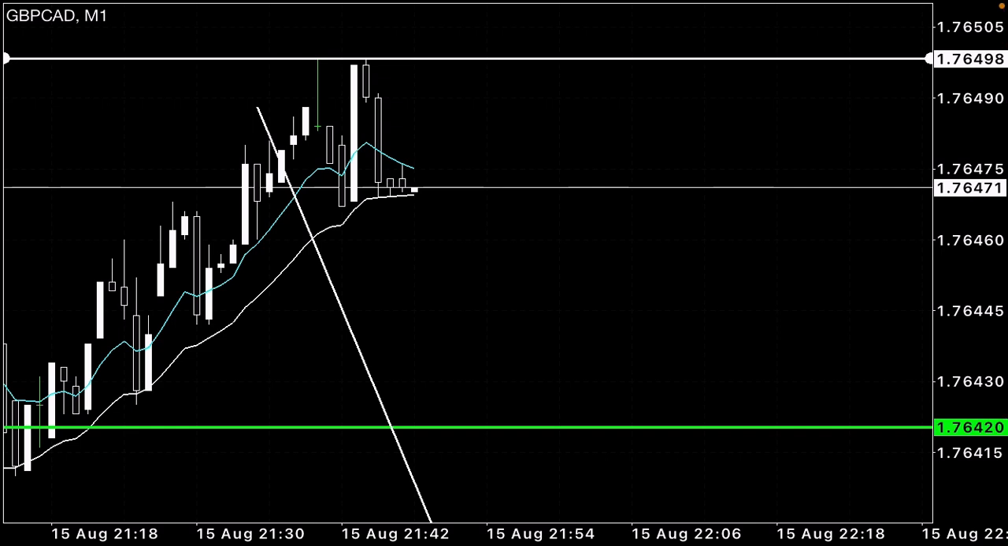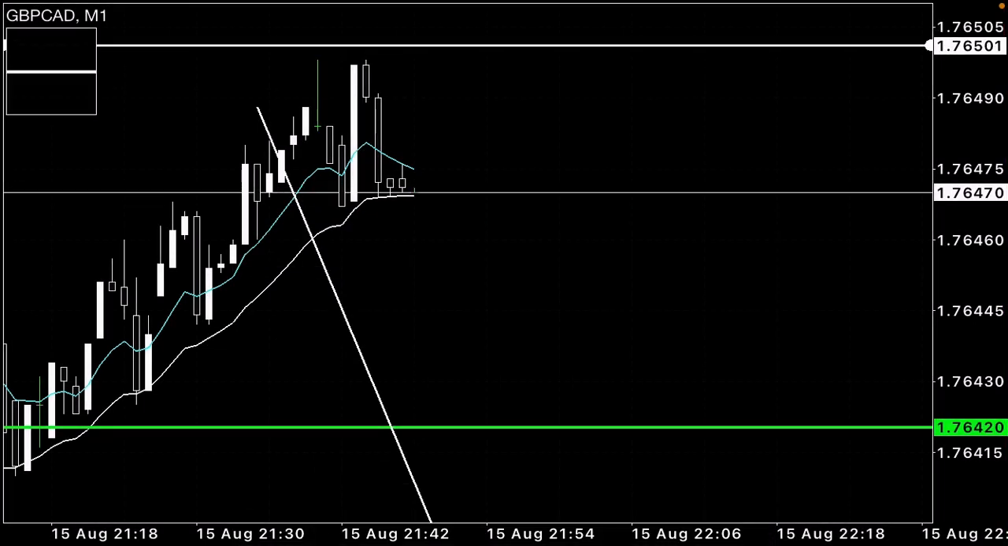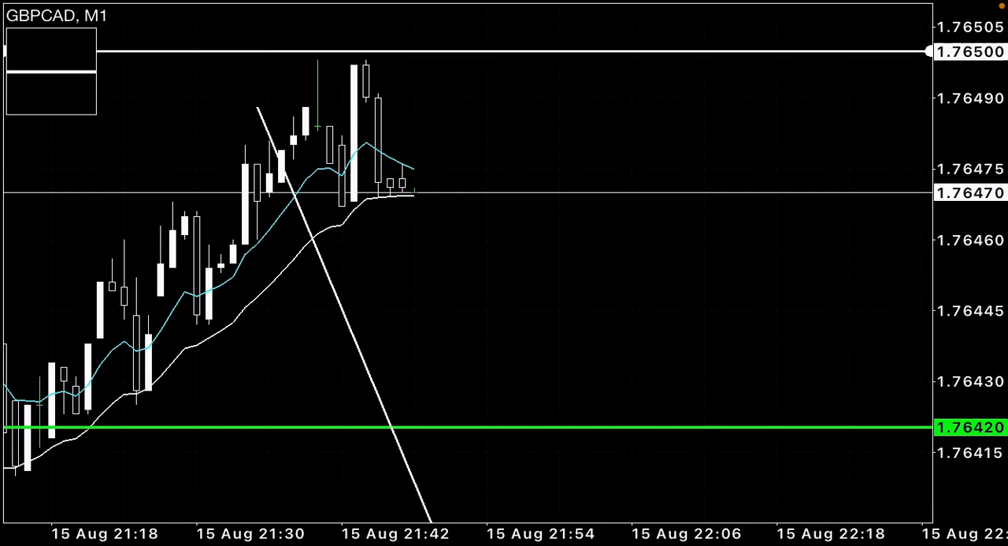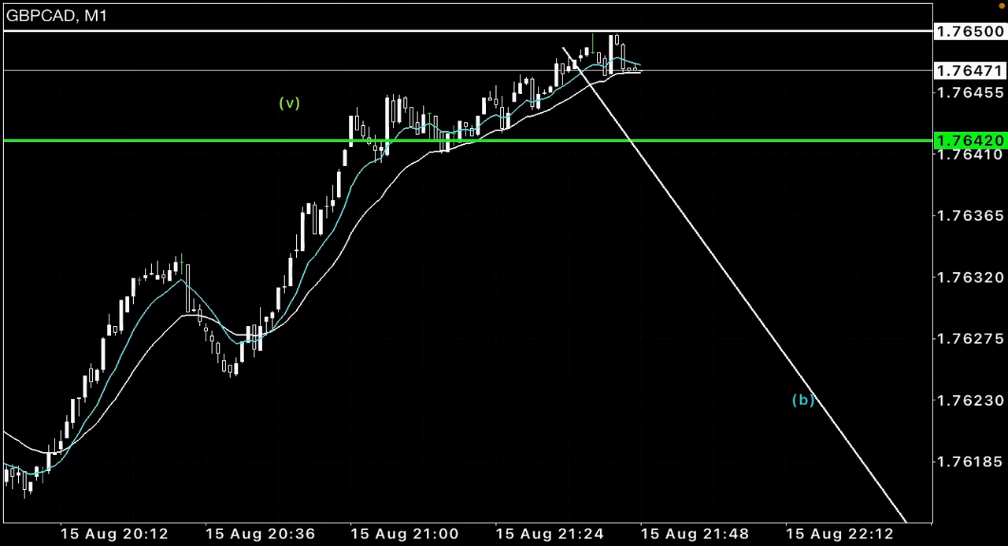It's at 76498, which is basically 50. See if the brother should be able to get it up to 50. Yeah. There it is. There's 50 exactly. So it's pretty much at the top. So that comes from classical charting.